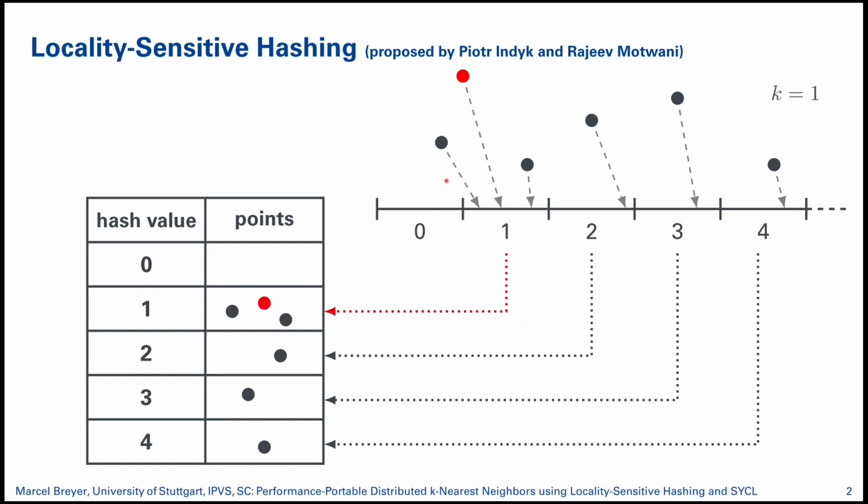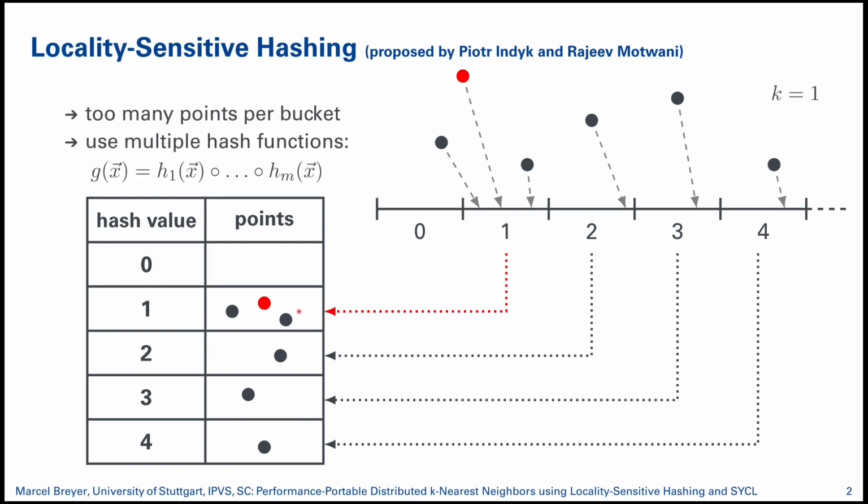Now, if we want to calculate the nearest neighbor of this red data point, at first its mapping is calculated, which is 1. Then we look into hash bucket 1. In order to calculate the nearest neighbor of this data point, the distances to all other data points in this hash bucket have to be calculated. So in this example, we can reduce the distance calculations to 2 from 5 if we would use the naive algorithm. However, locality-sensitive hashing has disadvantages.